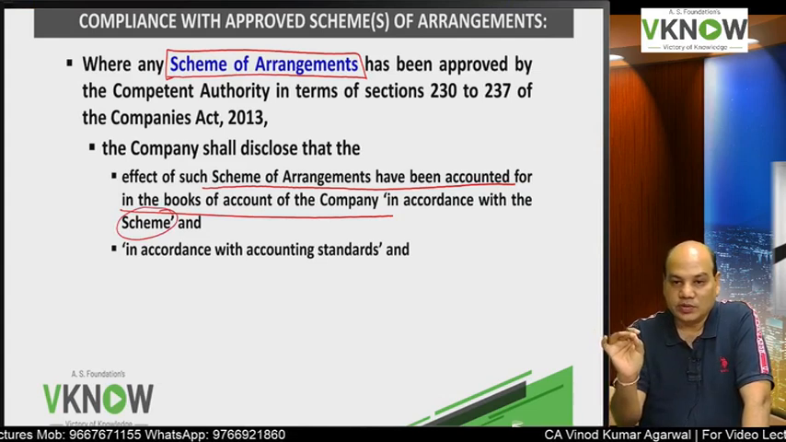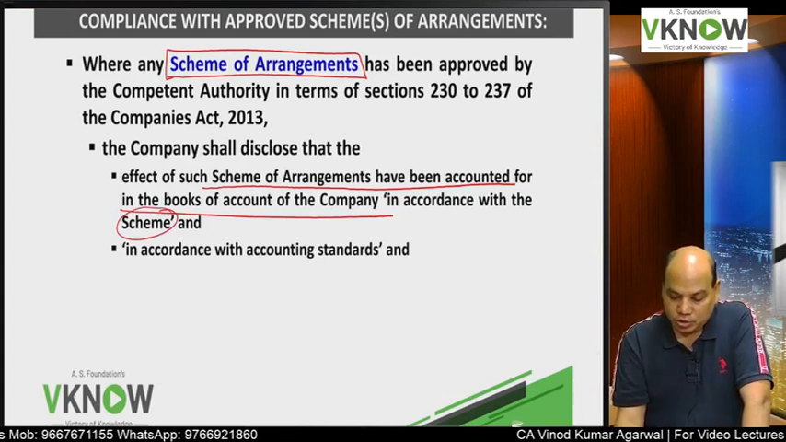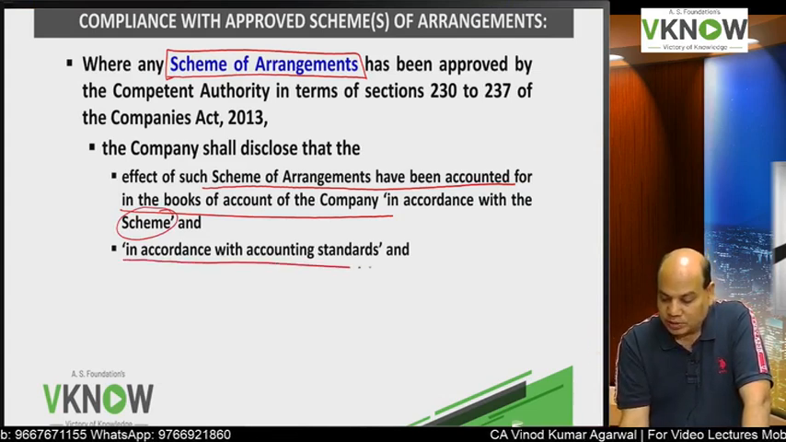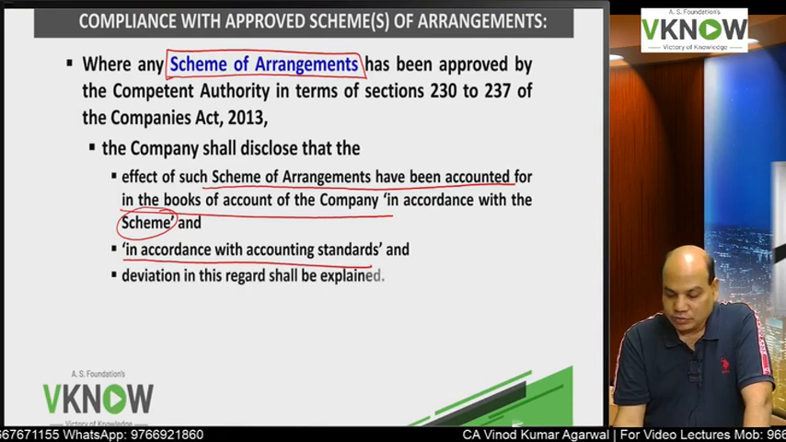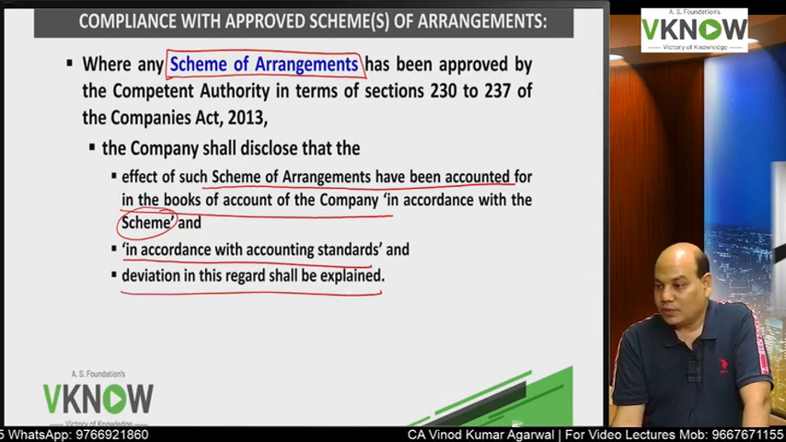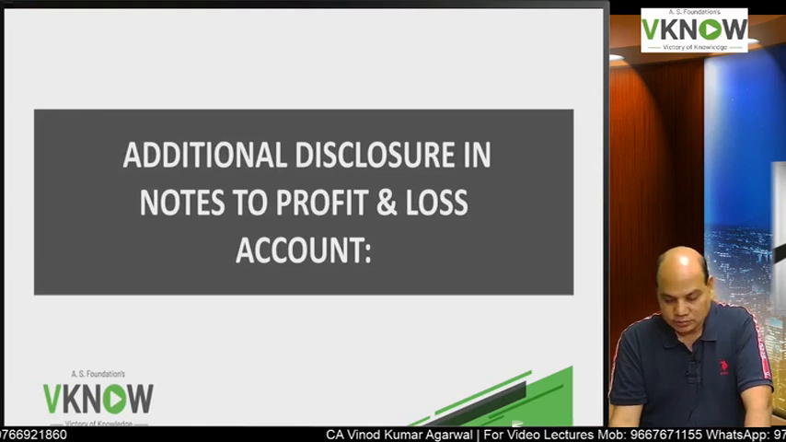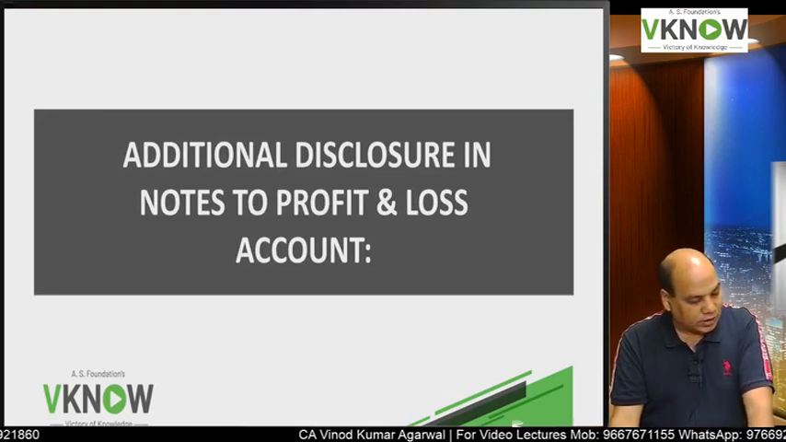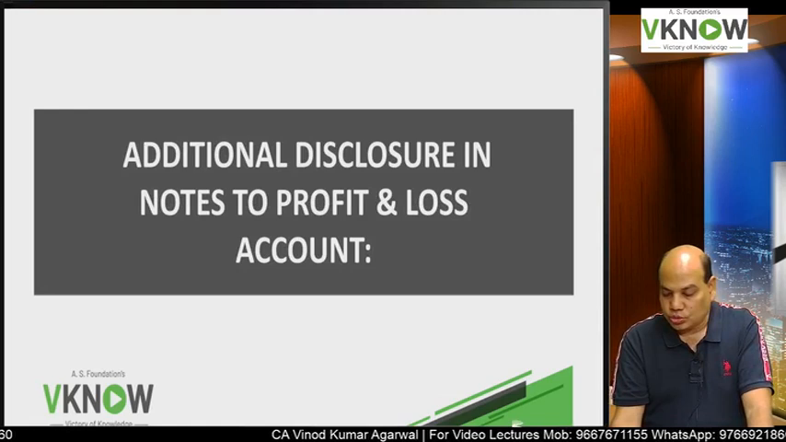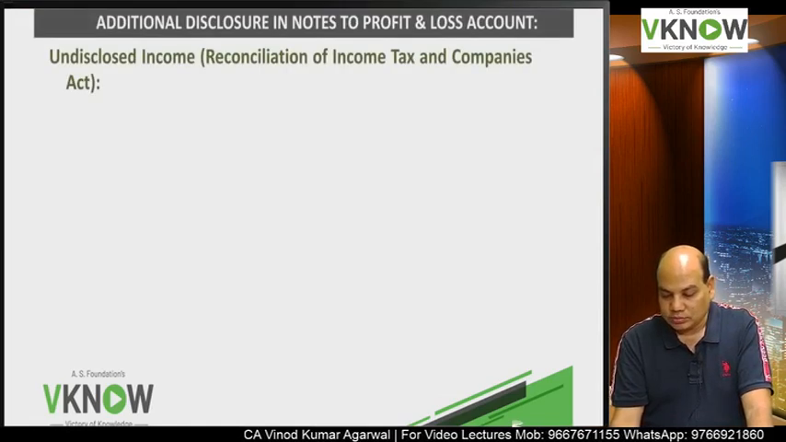So you have to mention whether the scheme has been complied with as per the applicable accounting standard. If there is any deviation from the scheme of arrangement agreed, that will have to be explained. Now next is additional disclosure in notes to the P&L account.